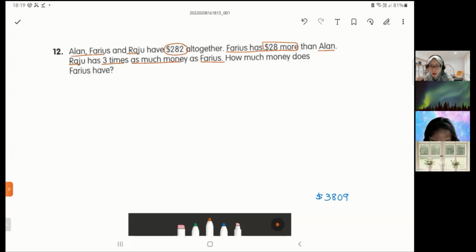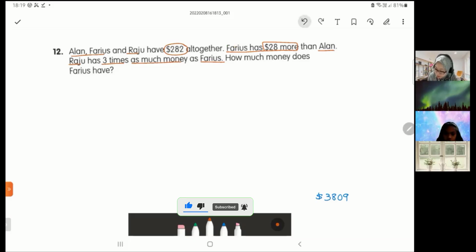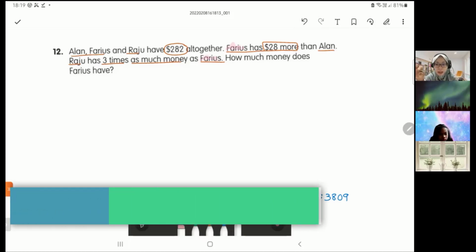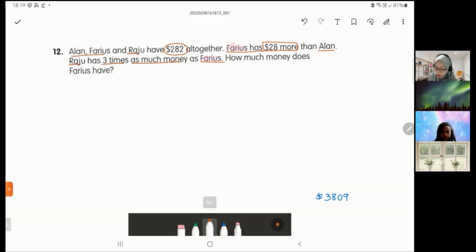Farius has $28 more than Ellen. Raju has 3 times as much as Farius. Farius, right, is being repeated, right? You have here and here. So the person who is repeated, you are going to put that person's name in the middle. Okay, later I show you how. Now, how much money does Farius have? Since I mentioned just now that Farius is repeated, you put Farius model in the middle. So like that. Then Ellen on top and Raju below.